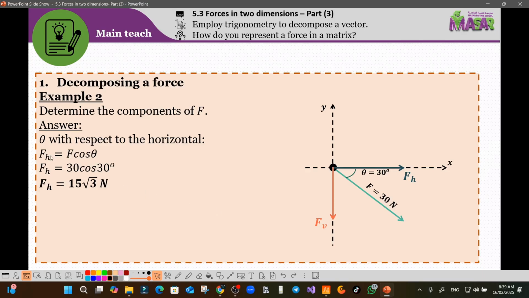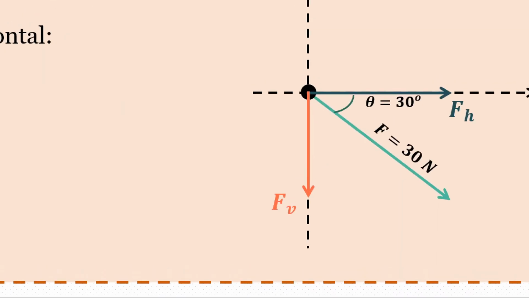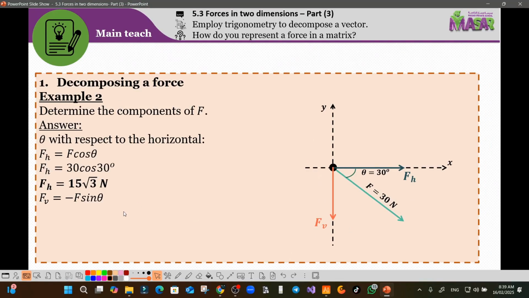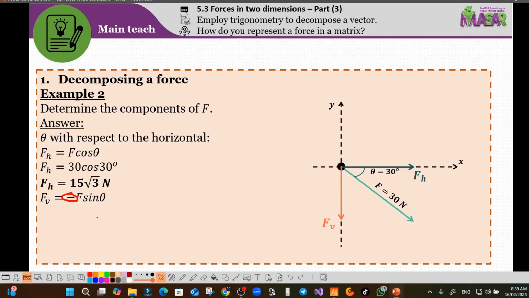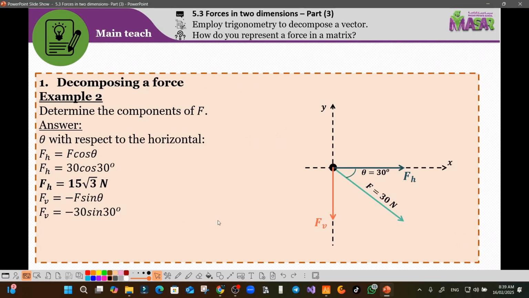Since we have applied the cosine for the horizontal component, now it's time to apply the sine for the vertical component. However, here the vertical component is pointed downward, which means we need to add the minus sign, as we can see here. Now F is 30 sine 30, and the answer is minus 15 Newton. Again, we need to represent the outcome using the matrix notation. For the first entry, we have the x component, or the horizontal component, and it is equal to 15 radical 3. For the second entry, we have the y component, or the vertical component, and it's equal to minus 15 Newton.